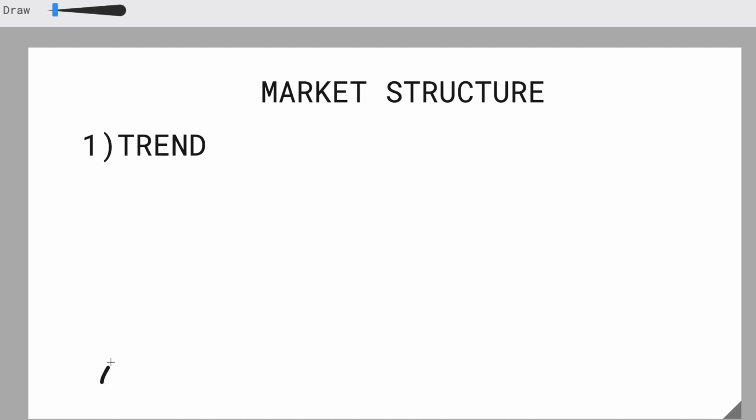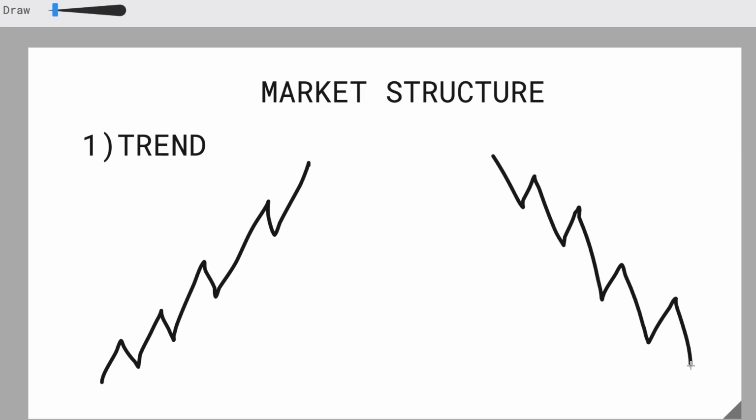Trend is when price is doing something like this, right? And this is the uptrend, and it can look like this on a downtrend. So what is price doing, guys?